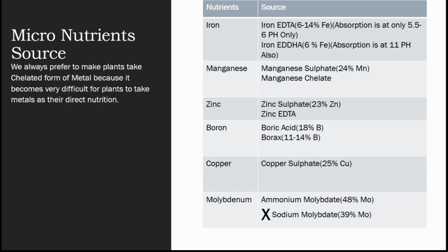The last but not the least, molybdenum. The sources for molybdenum are ammonium molybdate, which has 48% molybdenum, and sodium molybdate, which has 39% molybdenum. The reason we don't recommend sodium molybdate is because it increases the EC and pH of the water, as well as of the substrate that we are using to support our plants in our hydroponic system. So we don't recommend sodium molybdate.